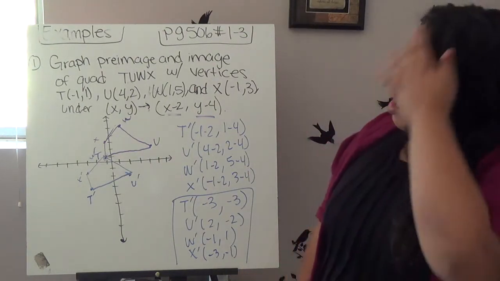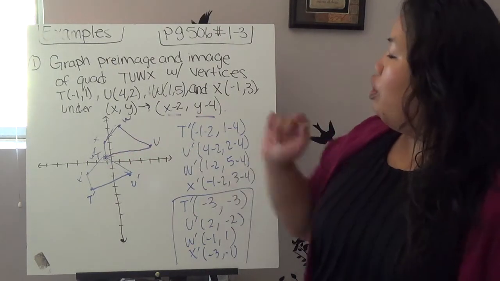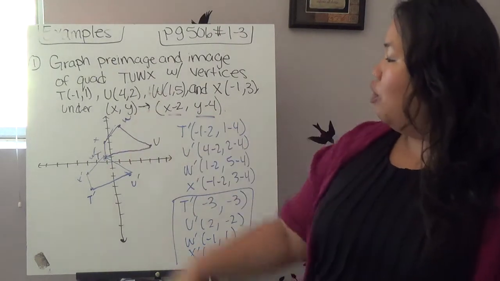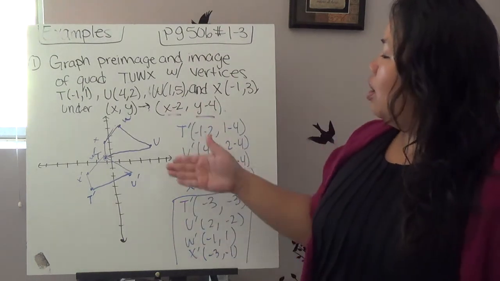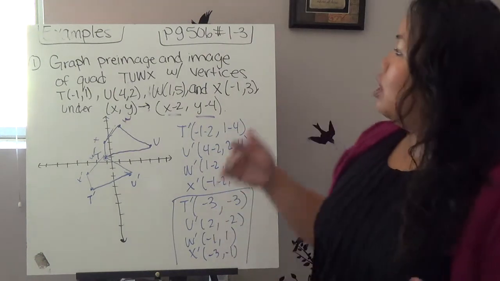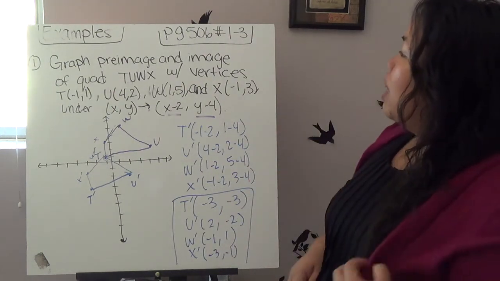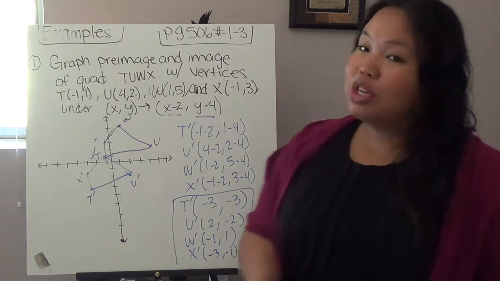Okay? So if I check, I've moved each individual point back 2 and down 4, because this is the change in the x and this is the change in the y. And then I just connected the dots at the end. So go ahead and write this down and try page 506, number 1 and 3. 506, number 1 and 3, and I will see you in class.